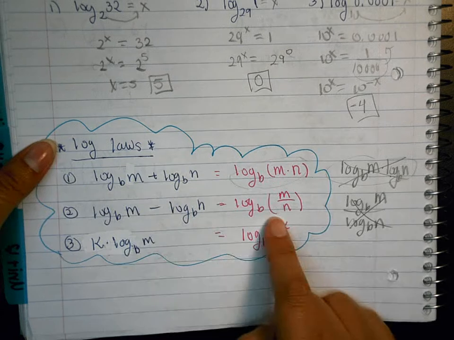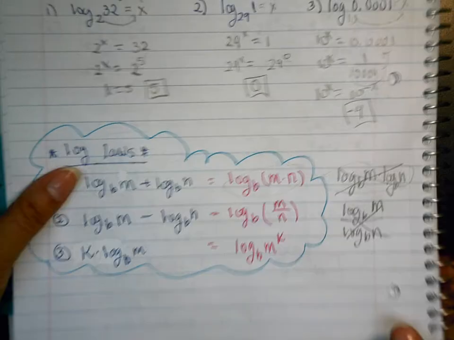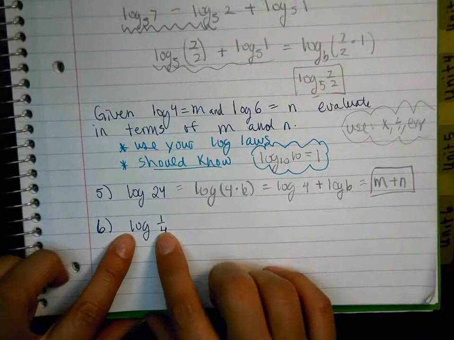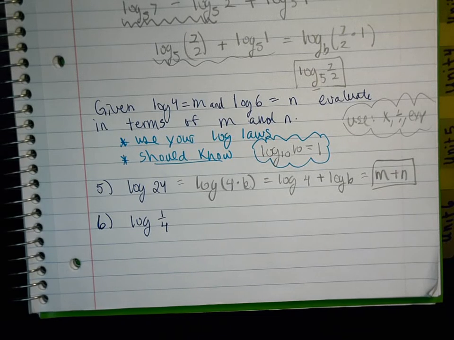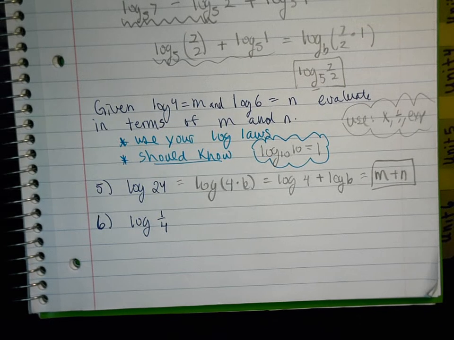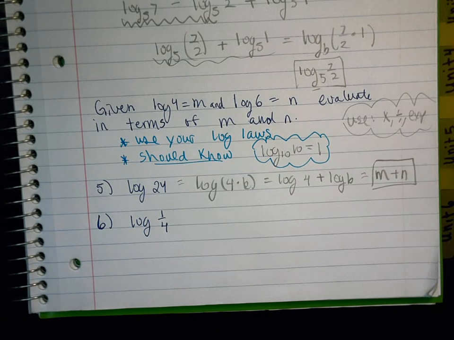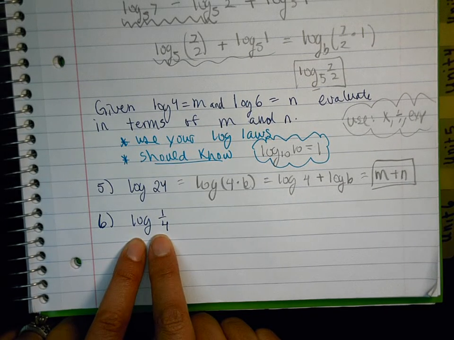Your choice. What would you most likely do when you see that one on the test? Leave it as a fraction and write it using log law number 2, or rewrite it as 4 to the negative 1 and bring the exponent down using log law number 3? What did you say? The first one, as a fraction? Okay, so using log law number 2, this is a fraction.